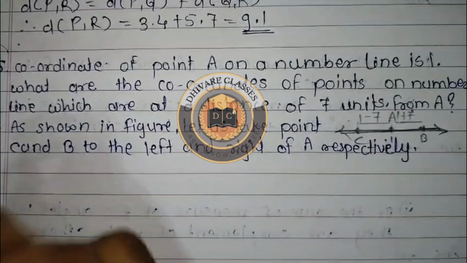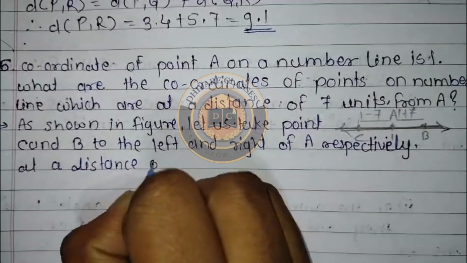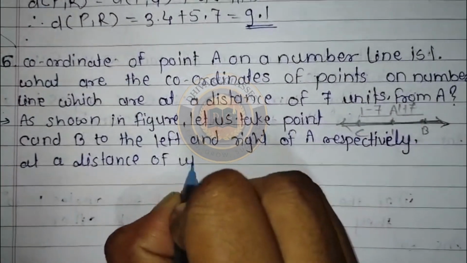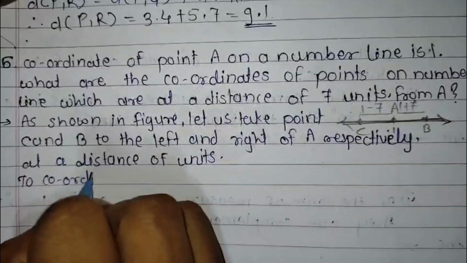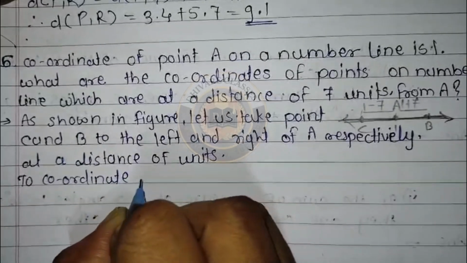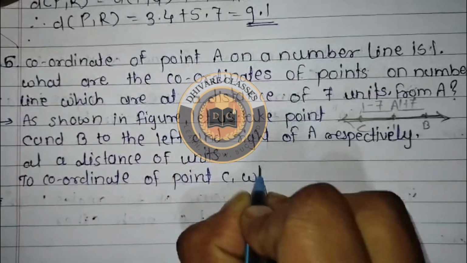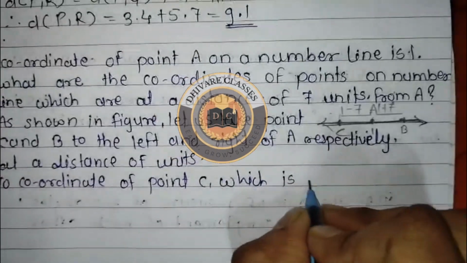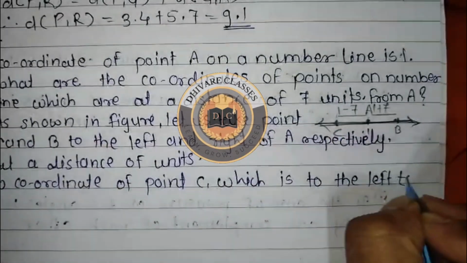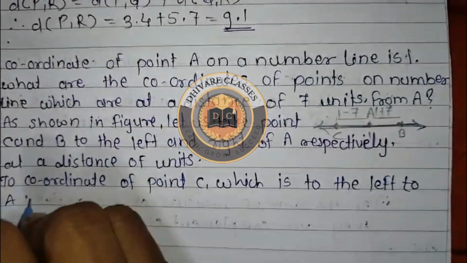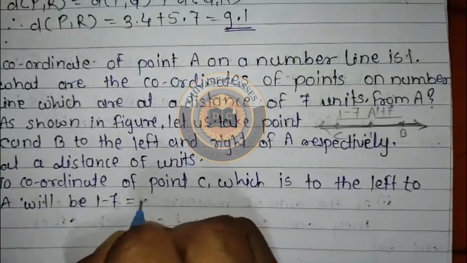Okay, at the distance of 7 units. To find the coordinates of the points, the coordinate of point C, which is to the left of A, will be 1 - 7 equals -6.